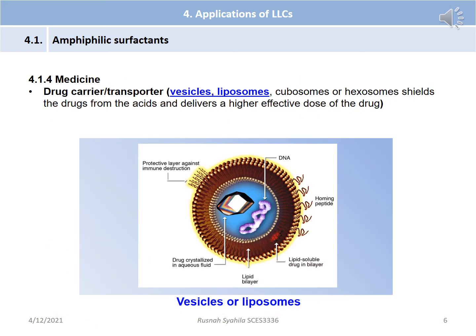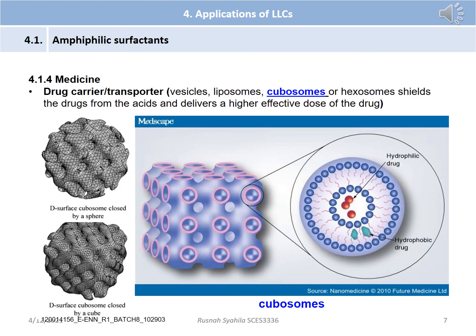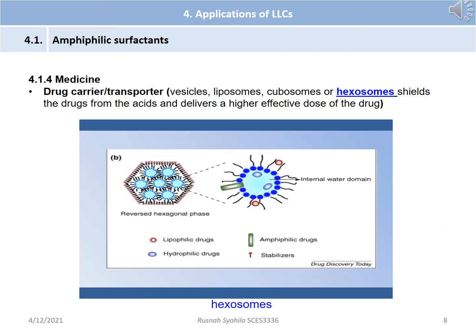In the pharmaceutical industry, amphiphilic surfactants can be used as drug carriers. Lamellar phase can form vesicles as synthetic ionic or non-ionic surfactants, or liposomes based on natural phospholipids. Hydrophilic drugs can be placed in the cavity, while the hydrophobic drug can be encapsulated in the hydrophobic bilayer. Besides the lamellar phase, the cubic phase can also be used as a drug carrier. A drug carrier that exhibits cubic phase is called cubosomes. Look at the picture on the slide for the illustration. The drug carrier that is in hexagonal phase is called hexosomes.